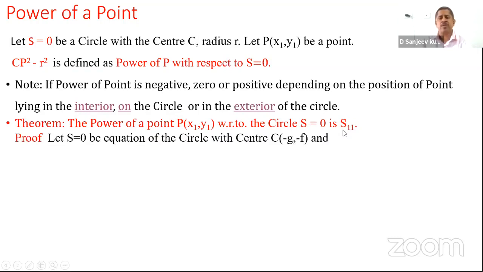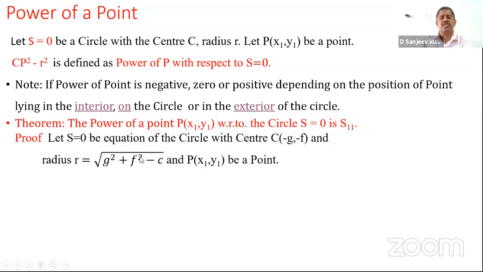So let us try to prove this statement. We have taken a circle S = 0, with center (−g, −f) and radius √(g² + f² − c). So the center is (−g, −f) and R is √(g² + f² − c). What you have to show is that the power of the point, that means CP² − R², should be equal to S11. For that, we start with the left-hand side.